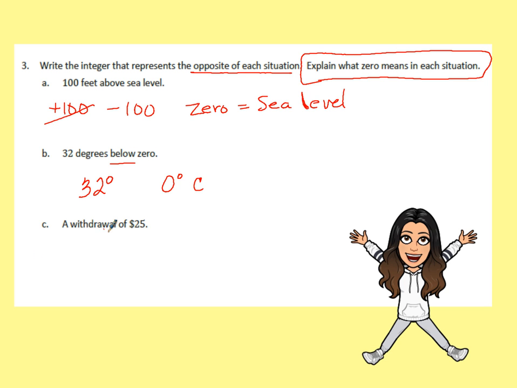A withdraw of 25. What did we say withdraw meant? Good, that we're taking it out, right? So it's a negative 25. So what's the opposite? Positive 25. And what would 0 mean? 0 means no change in the balance, no change. Or no withdrawal.